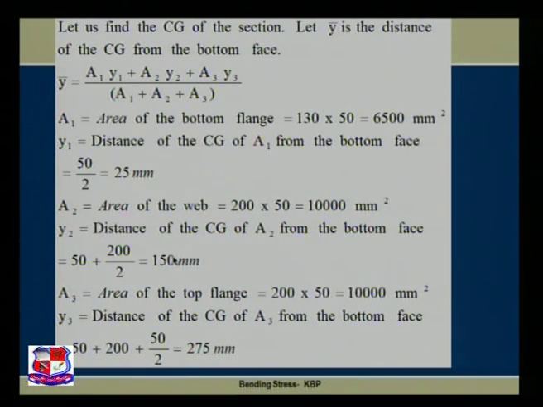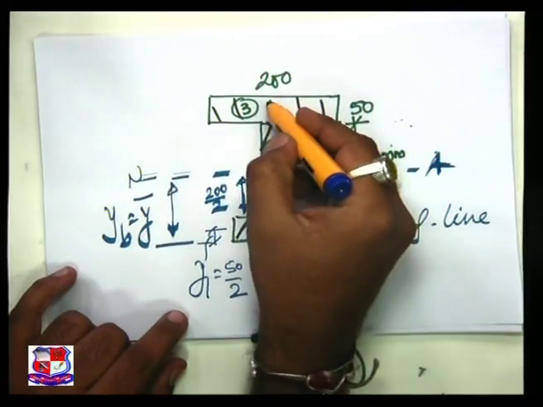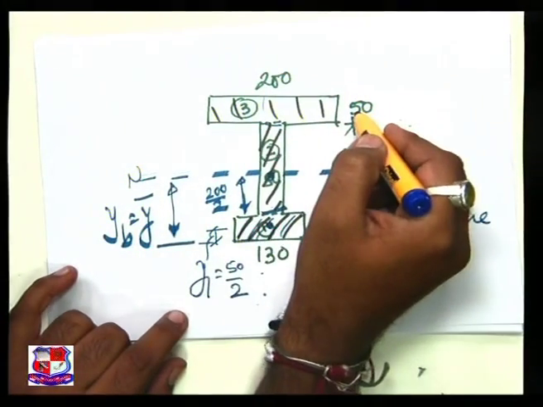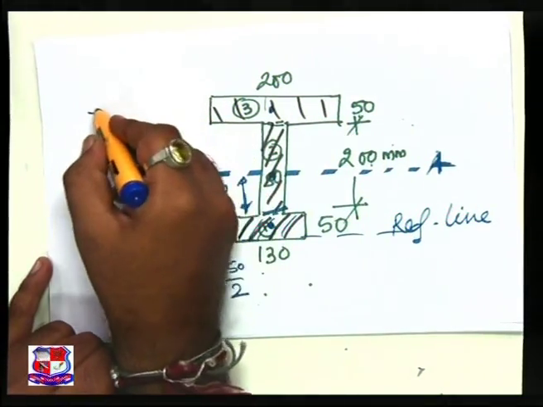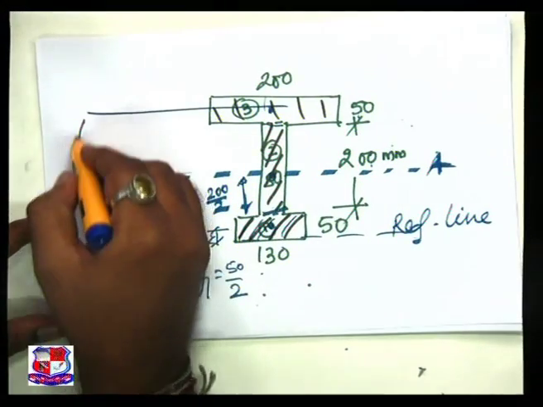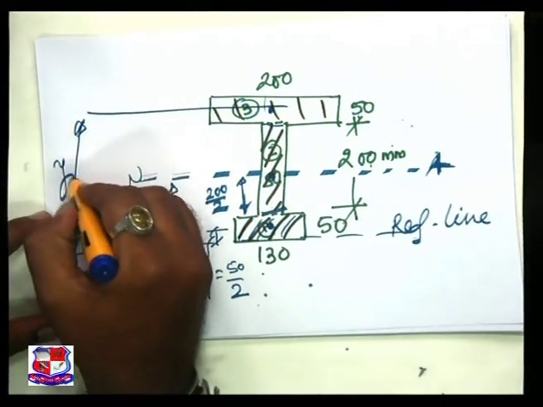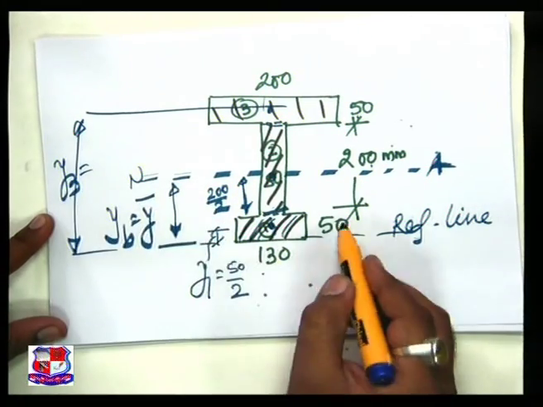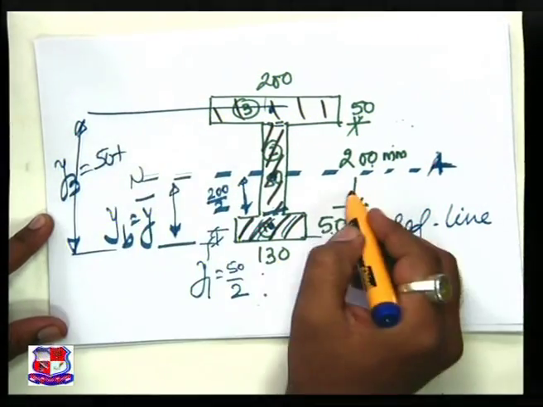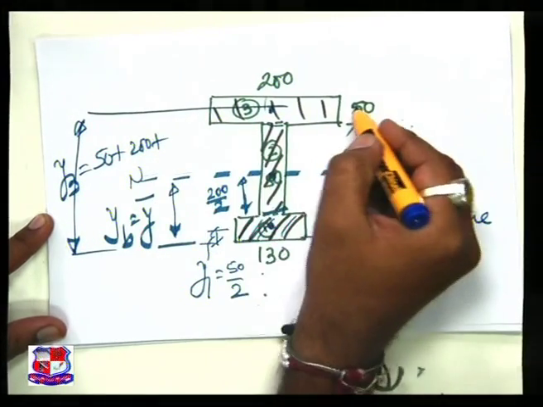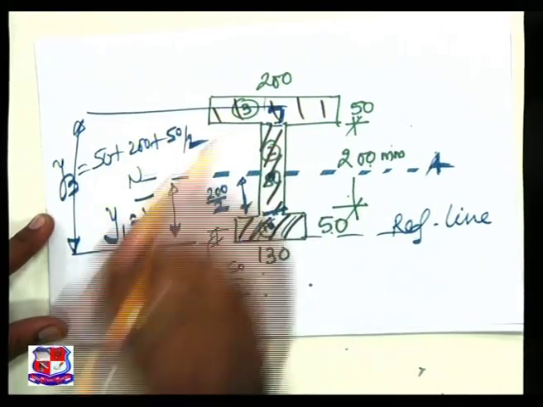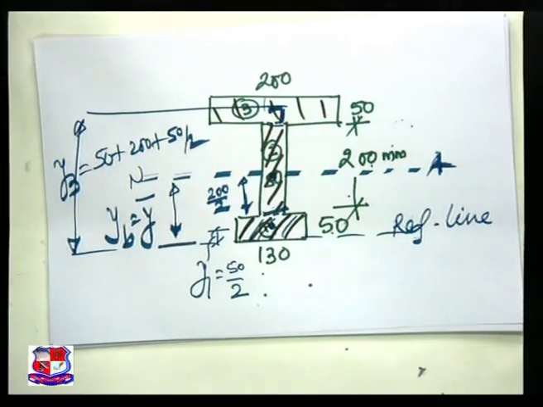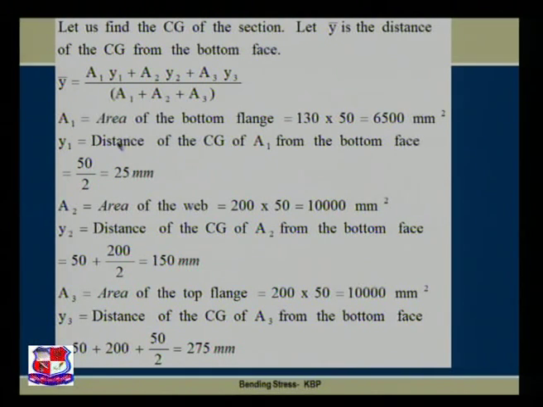Please refer these things on this particular tabletop. Area, third one, this one 200 by 50, rectangle portion. Now this is the CG, then this is my y3. What is that? First 50 plus 200 plus it is center, so this distance is 50 by 2, that is 275. So we found out A1, y1, A2, y2, A3, y3.